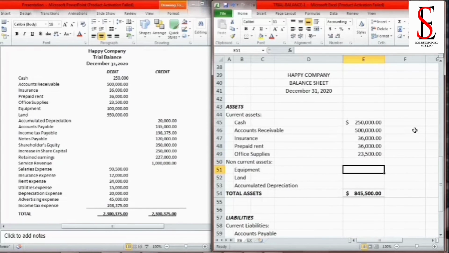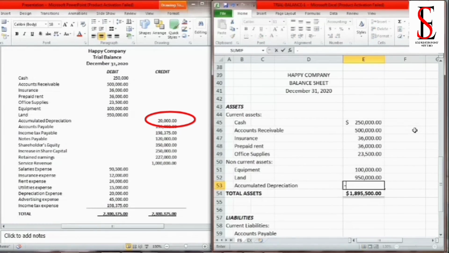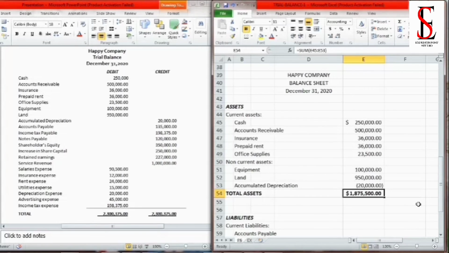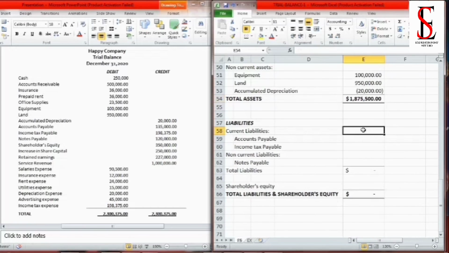And then for the non-current assets will be the equipment, which amounted to $100,000, and then land, $950,000. Then we will deduct the accumulated depreciation of the equipment, which amounted to $20,000. So to get the total assets, we will add all the current assets and non-current assets. So we totaled with $1,875,500.